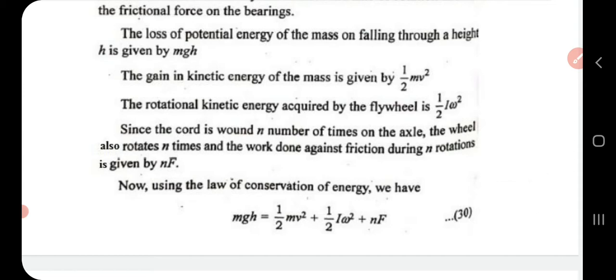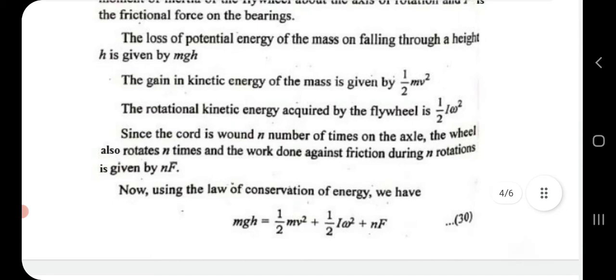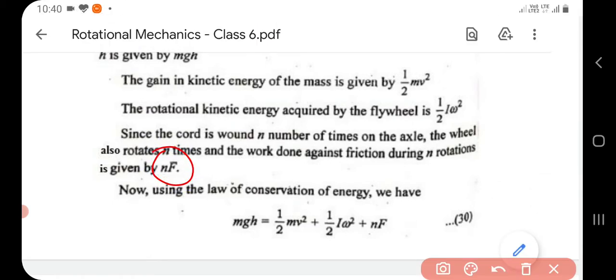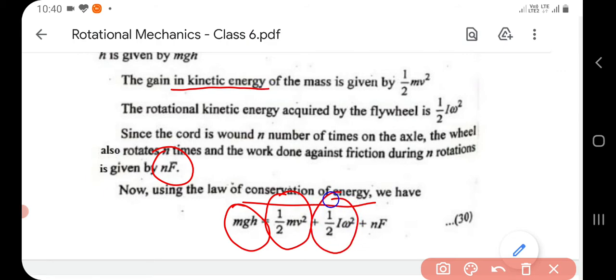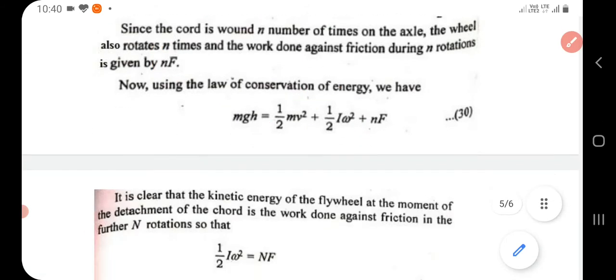Here we know that the cord is wound n number of times on the axle, and the wheel also rotates n times. So work done against friction during these n rotations is given by nF. As per the law of conservation of energy, the potential energy mgh is equal to the sum of the gain in kinetic energy of the mass, plus half I omega square, the rotational kinetic energy acquired by the flywheel, and nF, which is the work done against friction. That is equation 30.